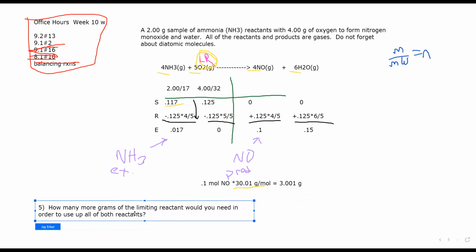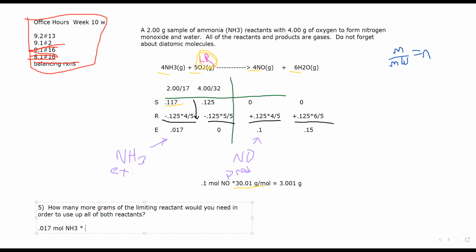So here's the question. How many more grams of the limiting reactant would we need to use up all of both reactants? So what we can do here is we can take our excess reactant, 0.017 moles of NH3, and we can say, how many moles of O2 would I need for that? So I'm going to do essentially the flip of the limiting reactant. I'm going to multiply by 5 moles of O2 for every 4 moles NH3. And that's going to get me how much more O2 I would need. So 0.017 times 5 divided by 4.